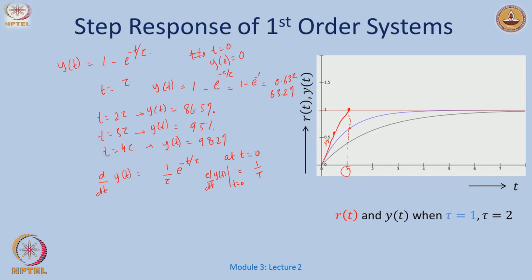Similarly, for tau equal to 2, I am hitting this value at t equal to 2, like this and then this one. You can compute it for different time constants. This is a general formula for that, and of course the slope keeps on decreasing and so on.